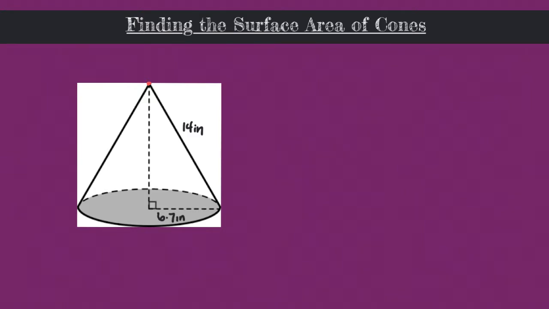So the formula for finding the surface area of a cone is S is equal to pi r squared plus pi r times L, where L is our slant height and r is our radius. And of course S is the surface area.